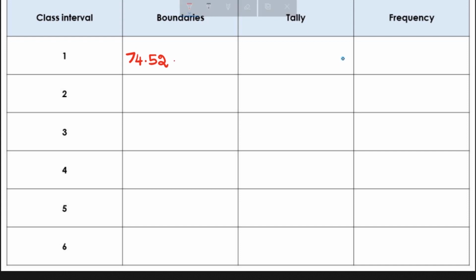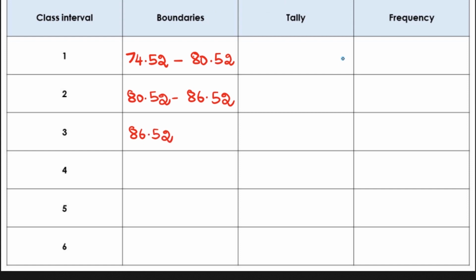We have to add 6 here. That means the next boundary is 74.52 plus 6 is 80.52. The next row, we have to take 80.52 as the base. Again, same, plus 6 will give us 86.52. Now the third row, we have to select 86.52 as the base class boundary to start with, plus 6 will be 92.52.